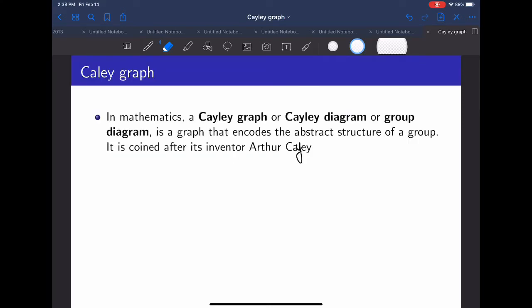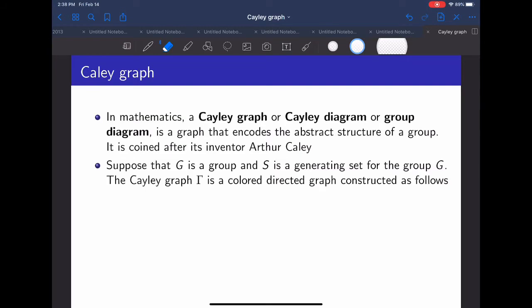So in mathematics, a Cayley graph, or Cayley diagram, or group diagram, is a graph that encodes the abstract structure of a group and is named after its inventor, Arthur Cayley. Suppose that G is a group. Let's say it's a finite group and S is a generating set for G. That means that any element of the group G can be written as some combination of elements of S.